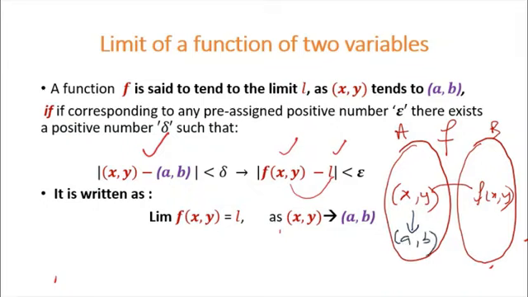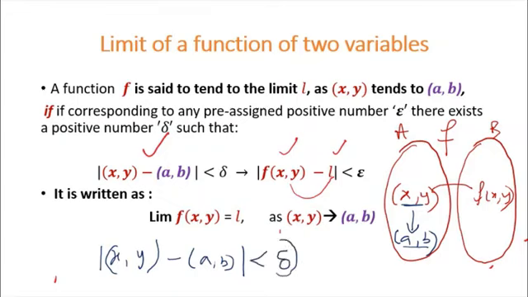So what do we mean by xy reaching a comma b? The distance between xy and ab is reducing. How do you denote the distance? Distance we'll denote with the modulus value. The distance between the points x comma y and a comma b is reducing. When it is reducing, we'll say that it is less than delta. Delta is the least positive number. If there is anything which is less than this delta or epsilon, whatever we take, that will be nothing but 0.